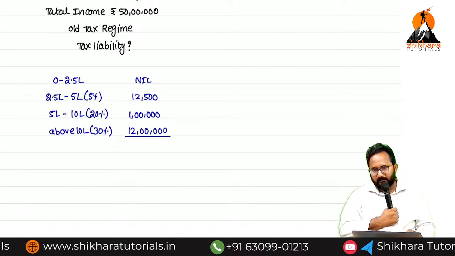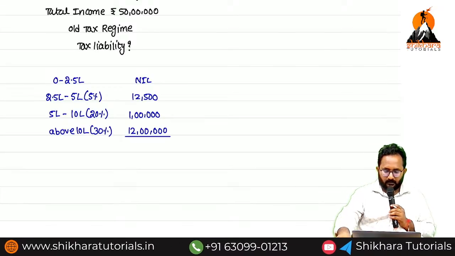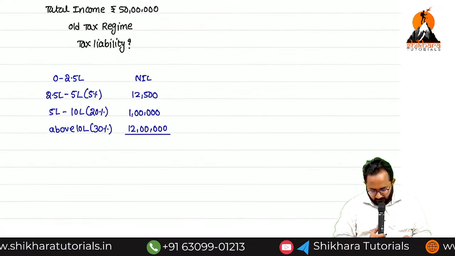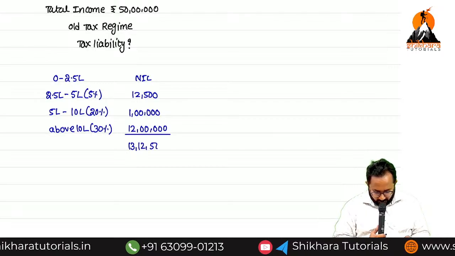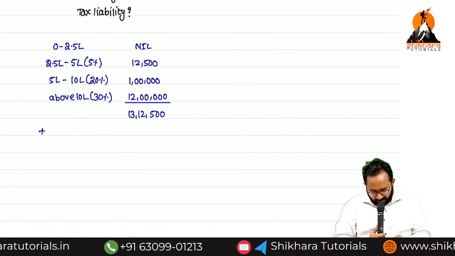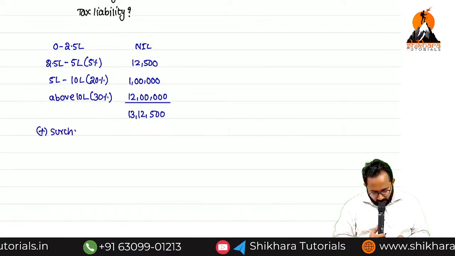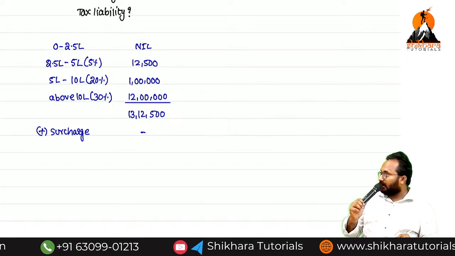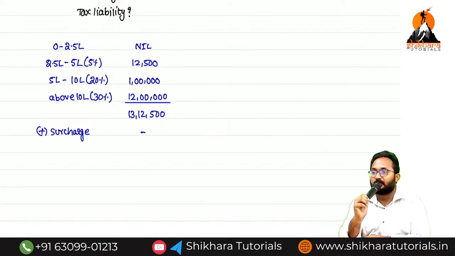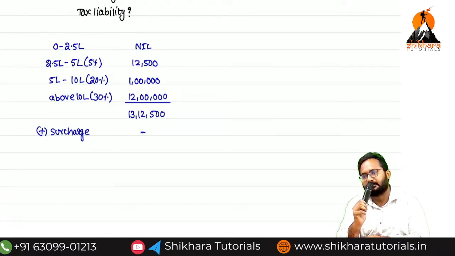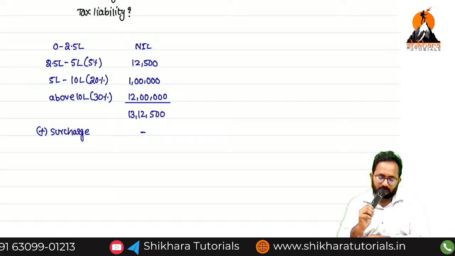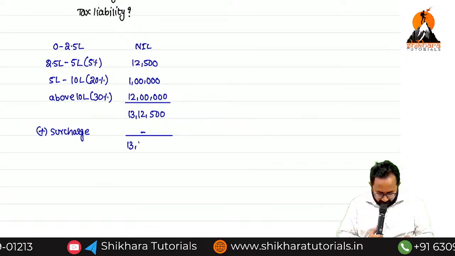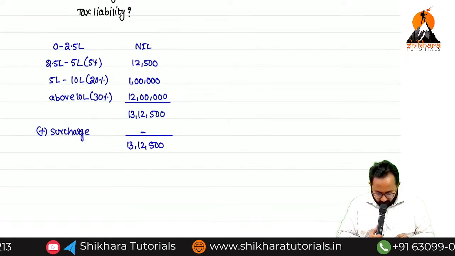Yes, total income tax liability: please calculate and tell me. How much? 13 lakh 12,500. Super. And you have to add surcharge. But unfortunately, no need to add surcharge. When can we add the surcharge? If the total income of an individual exceeds 50 lakh. So no need to add surcharge; final income tax plus surcharge is 13 lakh 12,500.